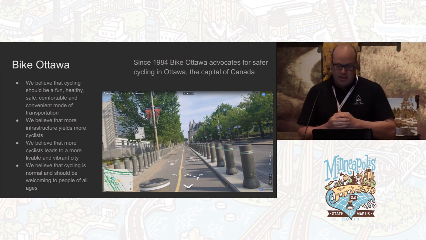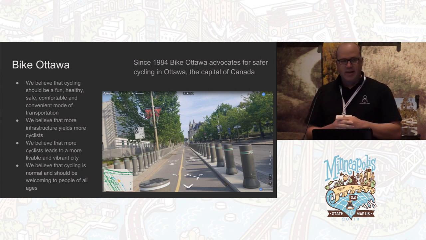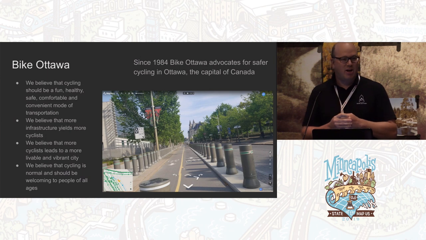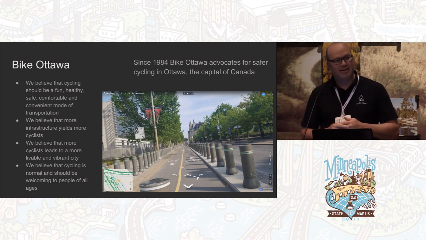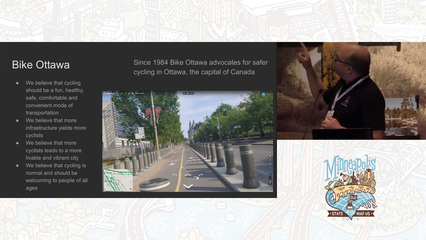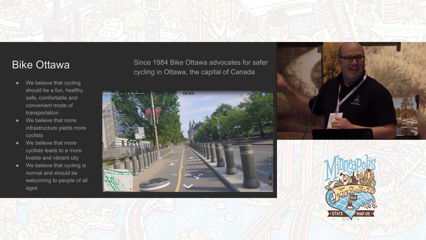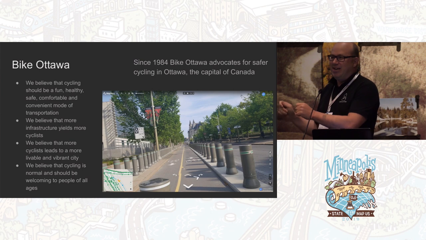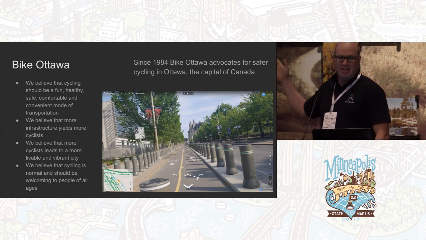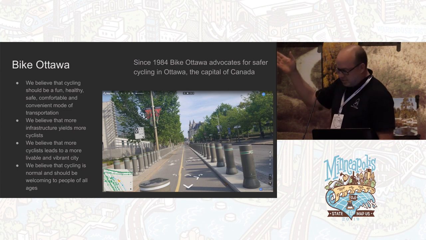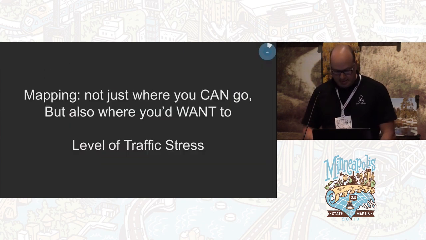And I put this picture here because if all the bike infrastructure was like what you see here, we wouldn't need Bike Ottawa. On the left, that's the U.S. Embassy. And you can imagine what those are, not just plastic things. That's real concrete barriers after post 9/11. So yeah, that's the world's most protected bike lane, probably.